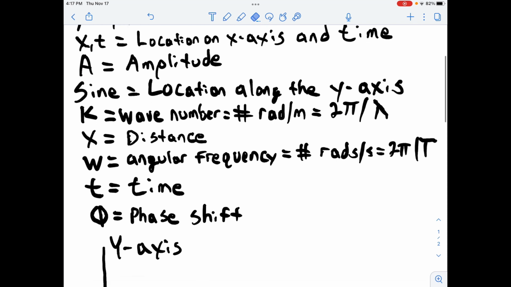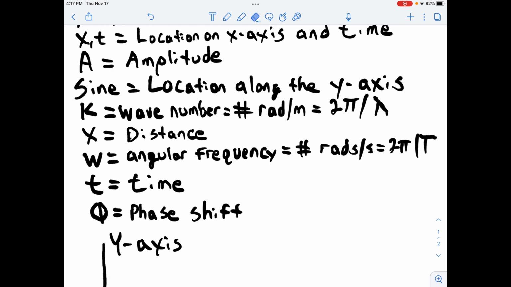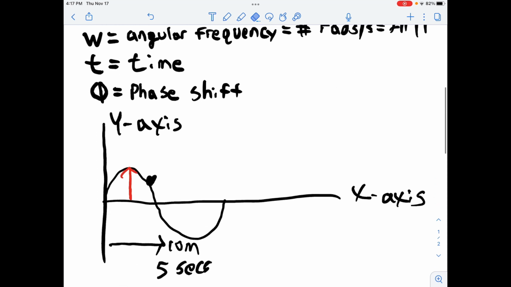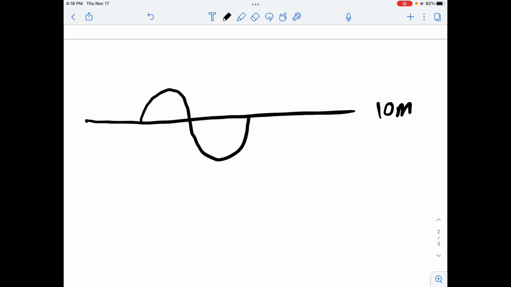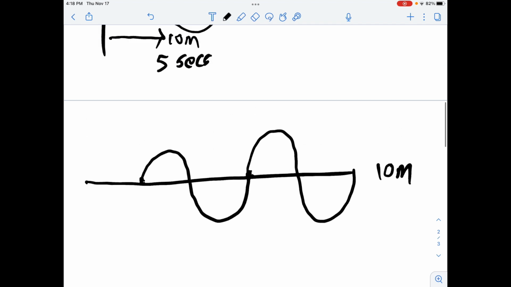K is the wave number. The wave number is simply how many waves do you have in a particular distance. So if you had a wave on an x-axis this way, the wave number is how many waves do you have within a particular distance. Let's just say this is 10 meters and this represents one wave. This is a complete wave cycle, and you have another wave cycle that goes here. That would be 2 wave cycles within 10 meters. That is your wave number.